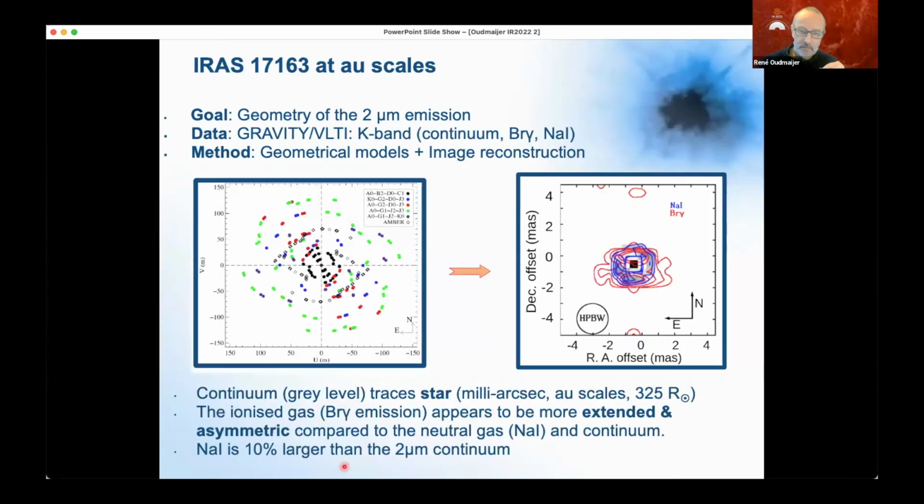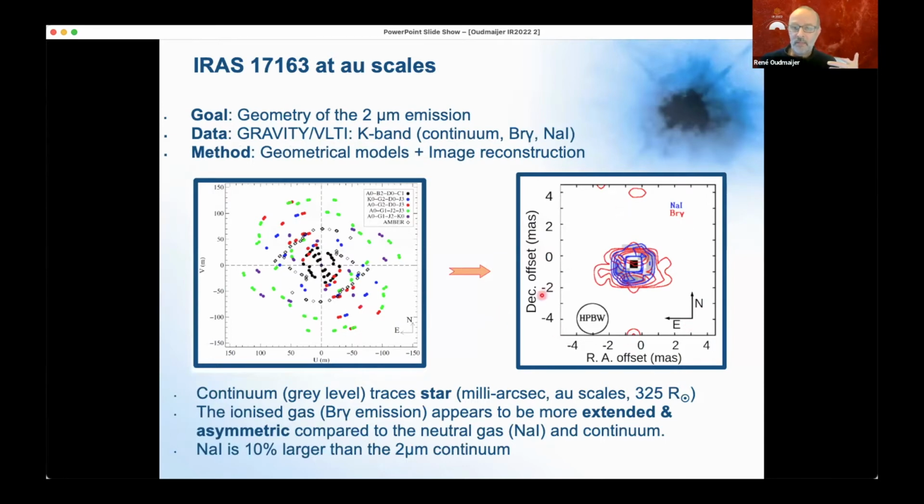Now, because the object is bright and the position on the sky is really very favorable for interferometry, we got a very good coverage of the UV plane. And we were able to get some model independent images of the object, which I show you here on the right-hand side.